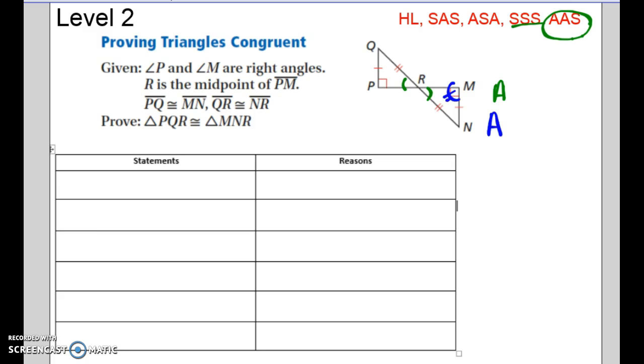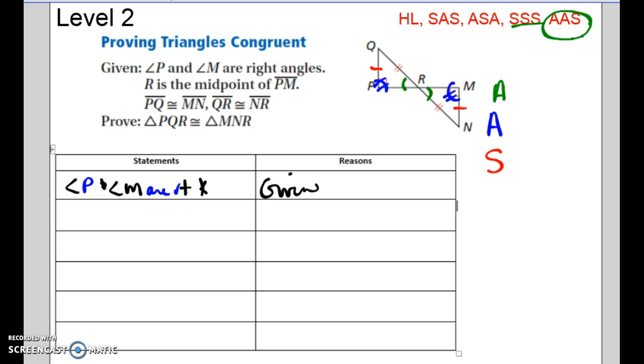Those are my right angles. And then the sides that I'm going to use are my QP and my MN. Okay? So we're going to write down our given. We're going to say that angle P and angle M are right angles. This is given.